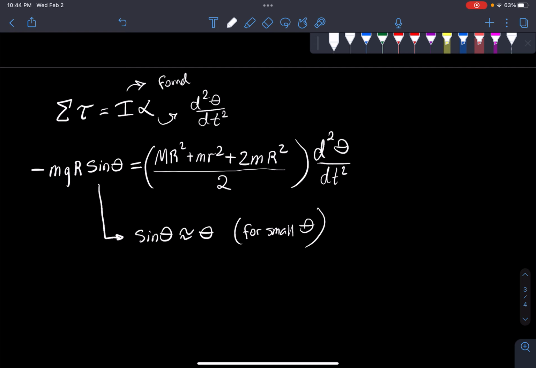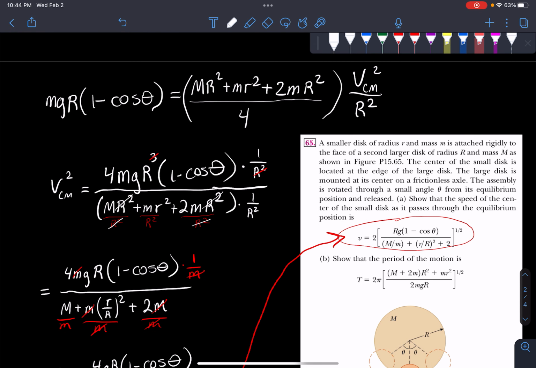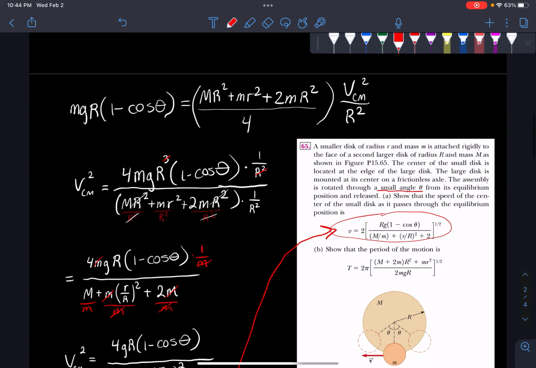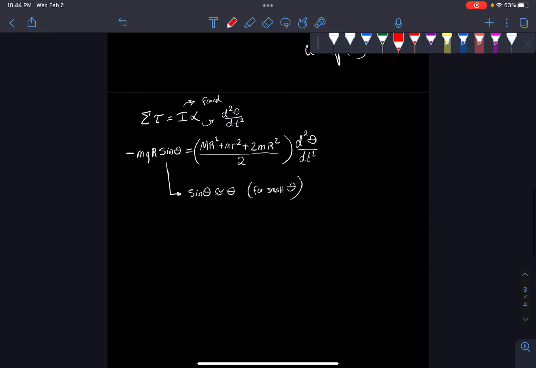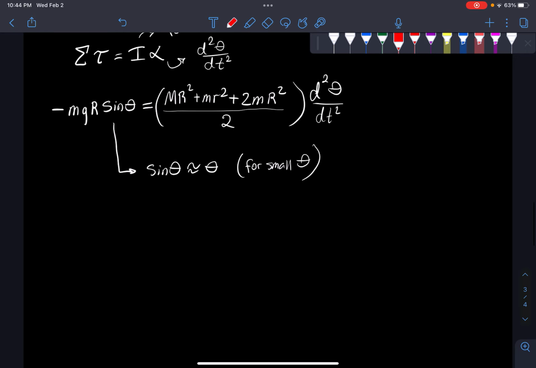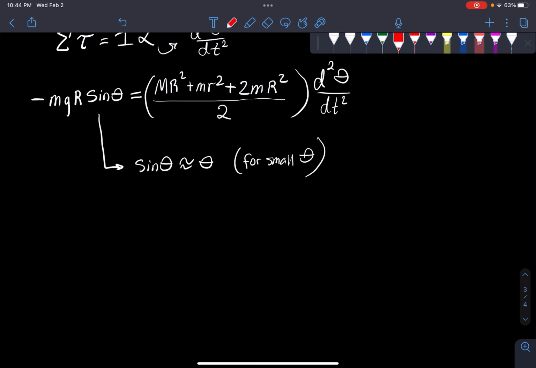And in the problem statement, I believe it does say a small angle theta, so we can use this angle approximation. For completeness, I'm just going to write the Taylor expansion for sine of theta, which is a way to express a function like sine, or any differentiable function, as a Taylor series. It's just in terms of polynomials, so they're easier to work with.